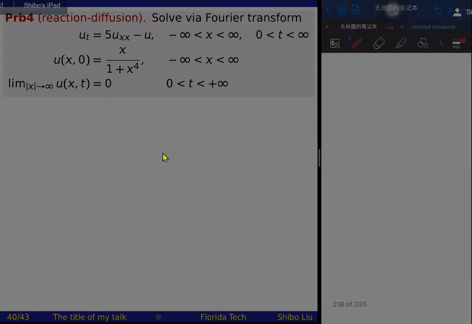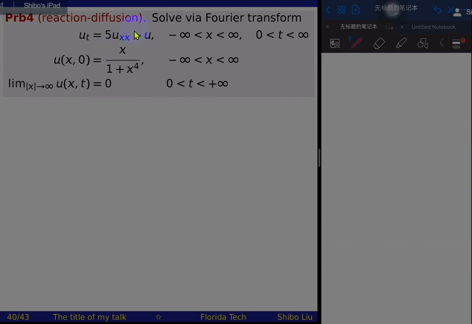This is a so-called reaction diffusion problem. This is very like the heat equation, but there is an additional term, minus u, here. That is the difference from the heat equation. We have an infinite heat equation, and also an initial condition when t equals 0, an initial value problem. Therefore, we can solve this problem.